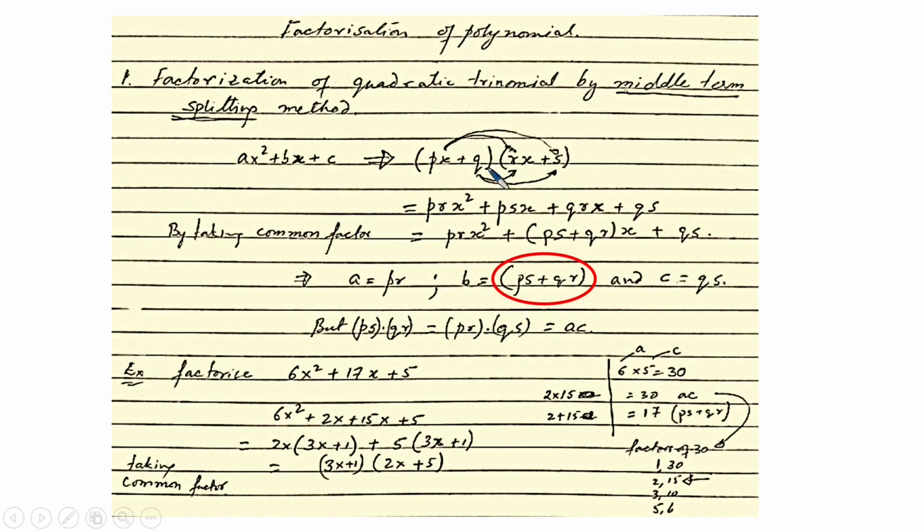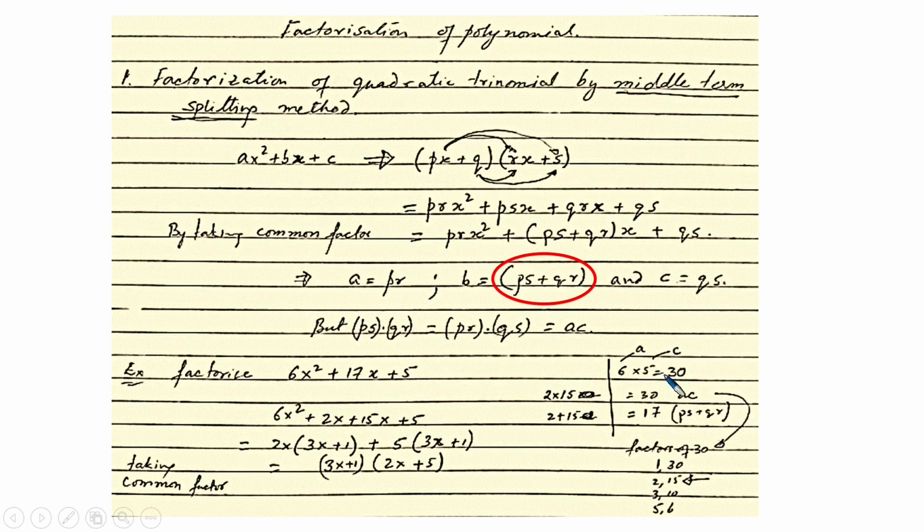So how do I exploit this understanding? Factorize 6x square plus 17x plus 5. So I split this term. I know that 6 into 5 is 30. And 30 you can get by 2 into 15, which is 30. And also we know that 2 plus 15 is 17.